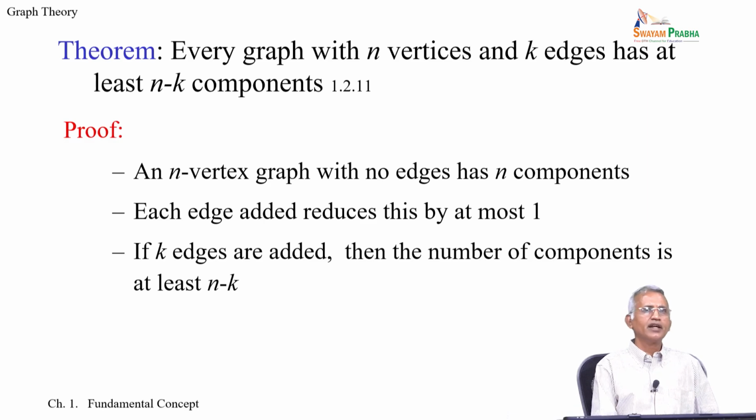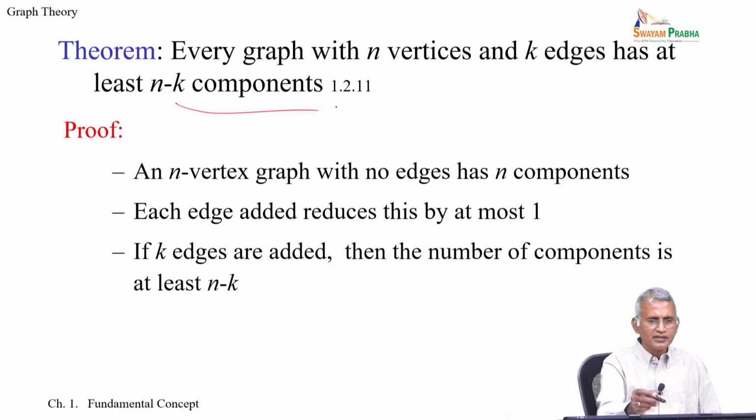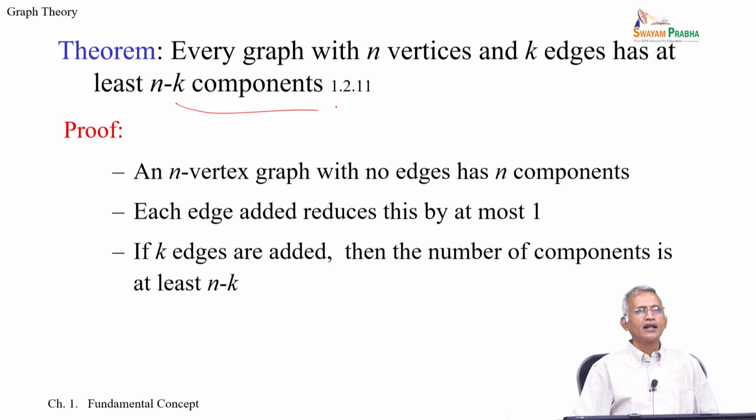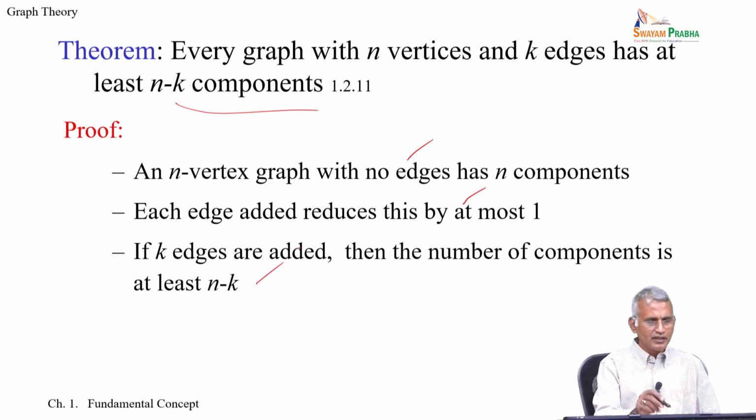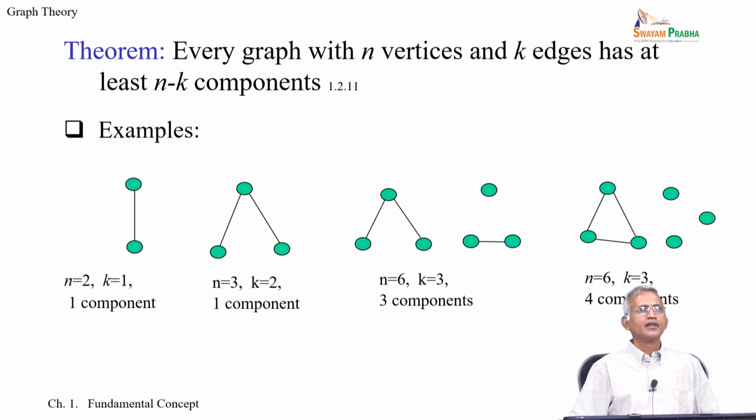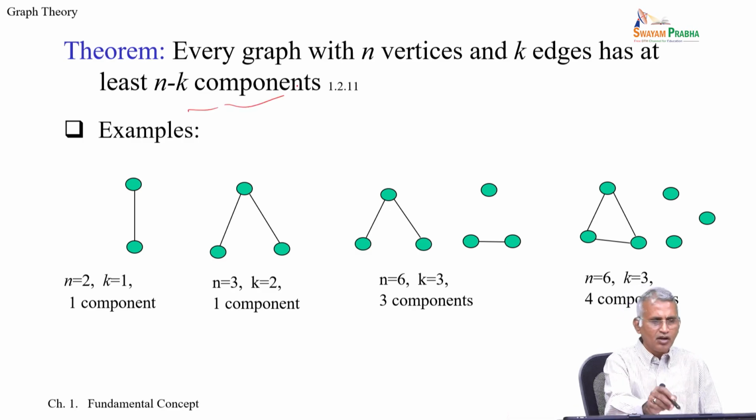Next theorem: every graph with n vertices and k edges has at least n minus k components. An n-vertex graph with no edges has n components. Each edge added reduces this by at most 1. If k edges are added, then the number of components is at least n minus k.